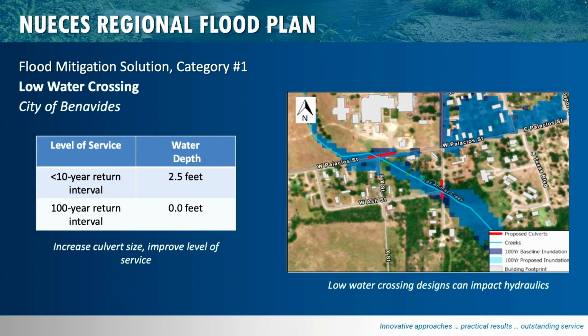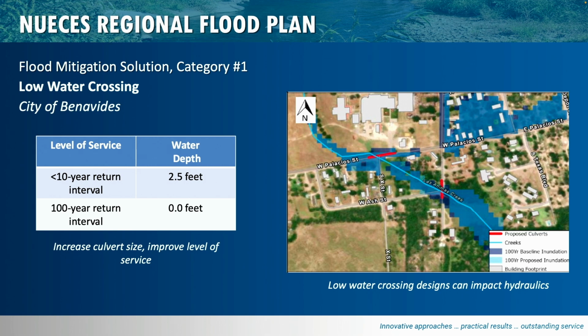So just a quick note as we get started with some examples. Although we pulled these examples from the Nueces Regional Flood Plan, these are meant to be representative of similar types of projects, not because we have studied these particular projects in any detail at this point. We aren't providing results from a study of these projects, and these are just meant for discussion purposes of what could happen and what to look for during design.